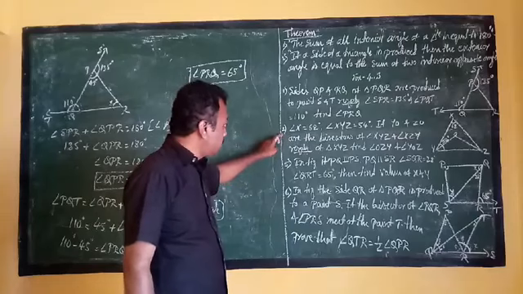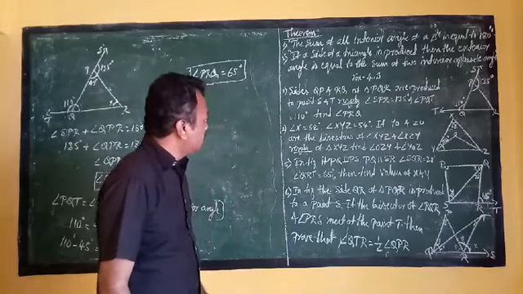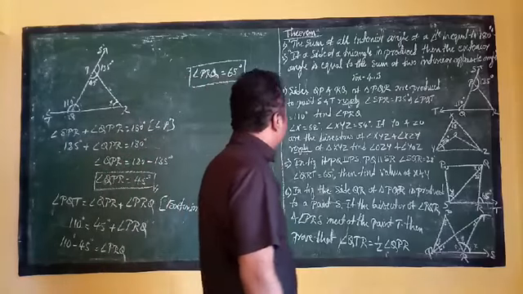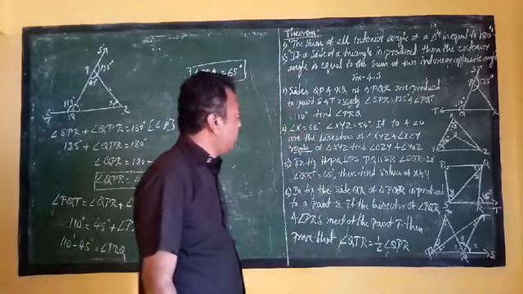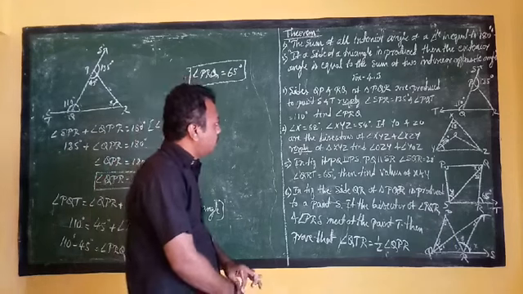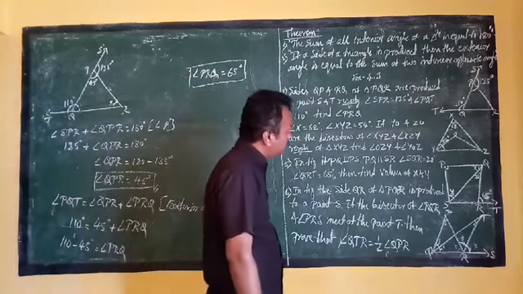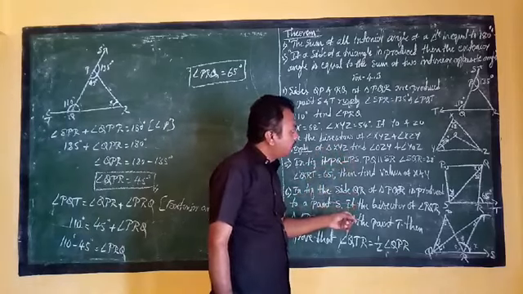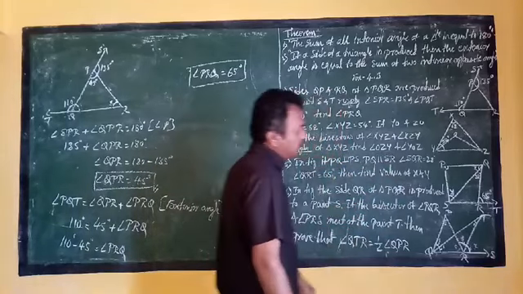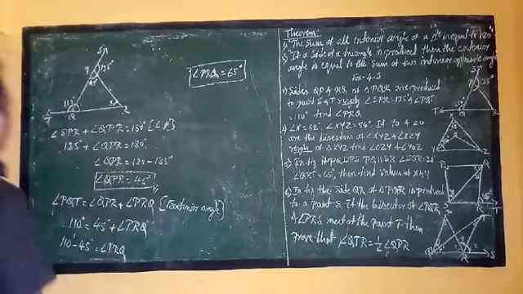Now I will go to question number 2. Angle X is equal to 62 degrees and angle XYZ is equal to 54 degrees. If YO and ZO are the bisectors of angle XYZ and angle XZY respectively of triangle XYZ, find the angles OZY and YOZ. Okay, let us find out.